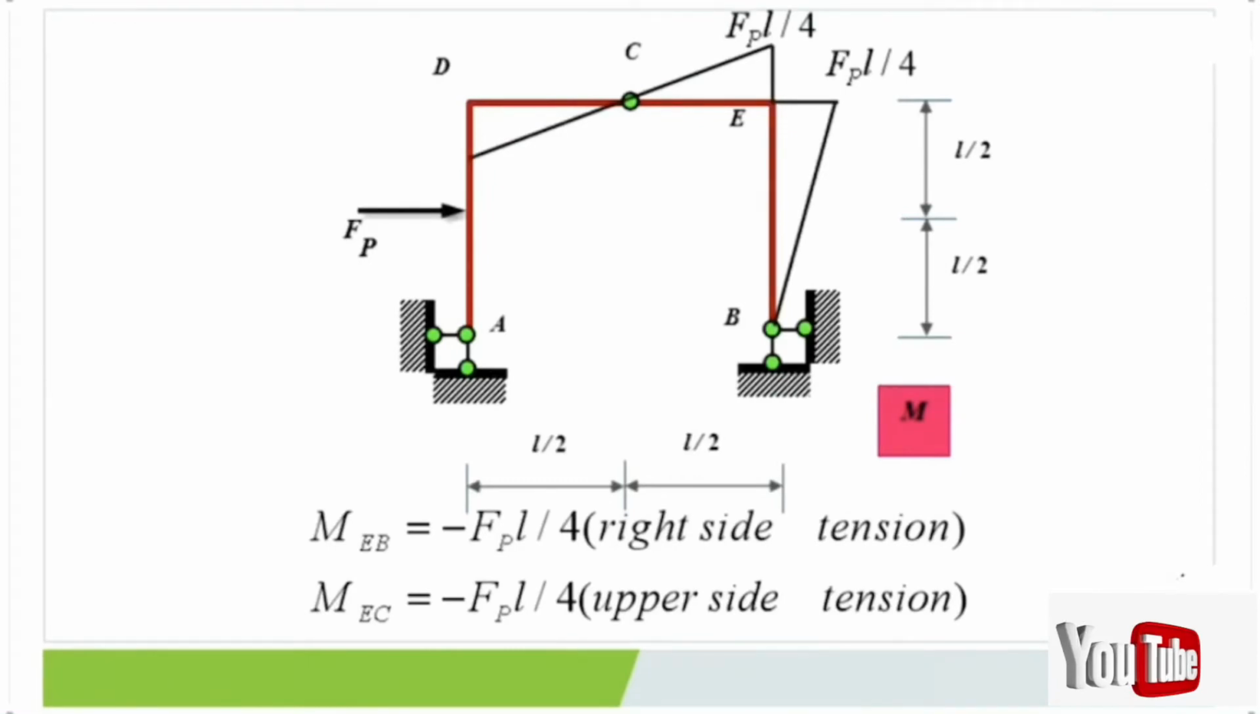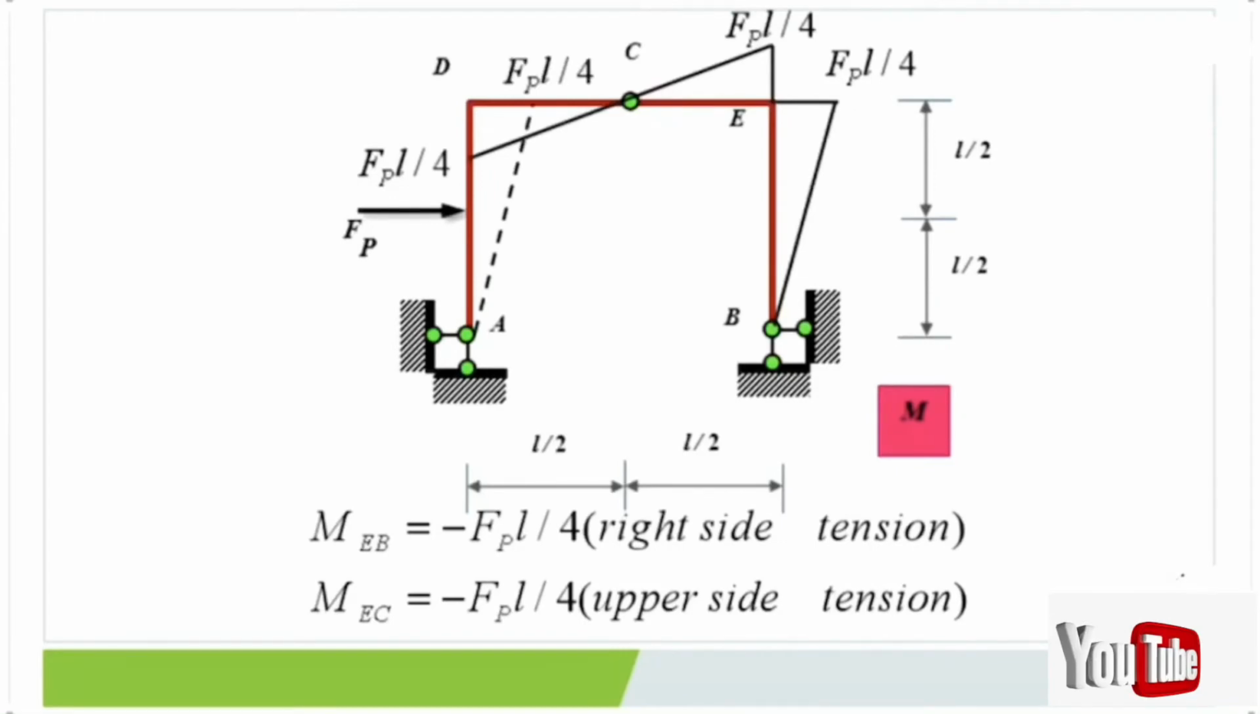According to the relationship of these two triangles, we'll know that MDC must be equal to 1/4 of FPL. Then for the joint D, according to the equilibrium condition, MDC is equal to MDA, both inner side in tension. Then we'll know MDA is equal to 1/4 of FPL, right side in tension. MAD is equal to 0. So we could connect these two section moments by such a dashed line.